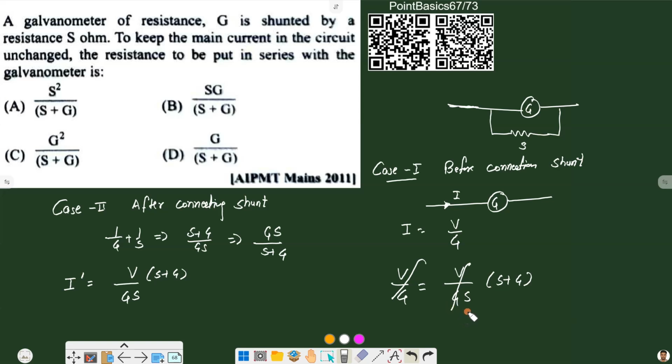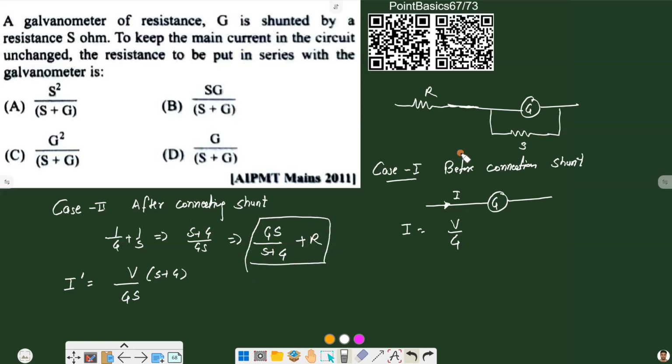So I think we made a mistake somewhere. So let me reread the statement. To keep the main current in the circuit unchanged, resistance to be put in series. Okay. So we need to put an additional resistance. So in the second case, let me correct it. In the second case, after connecting the shunt, we have to add an additional resistance R here to keep the current same. So now our total resistance will be GS by S plus G, plus R. One from their parallel combination and then R in series. So this will be the total resistance.